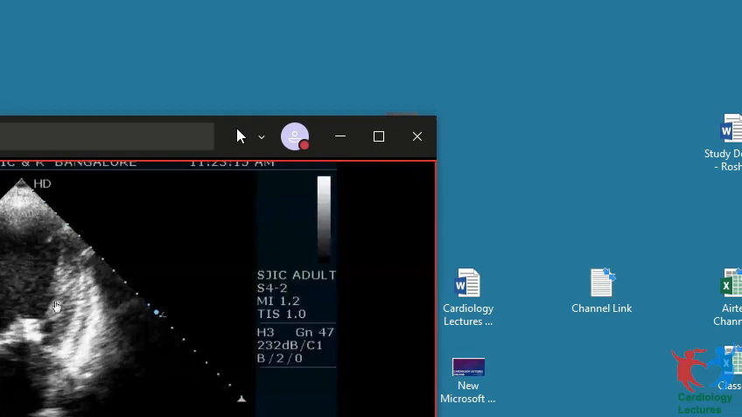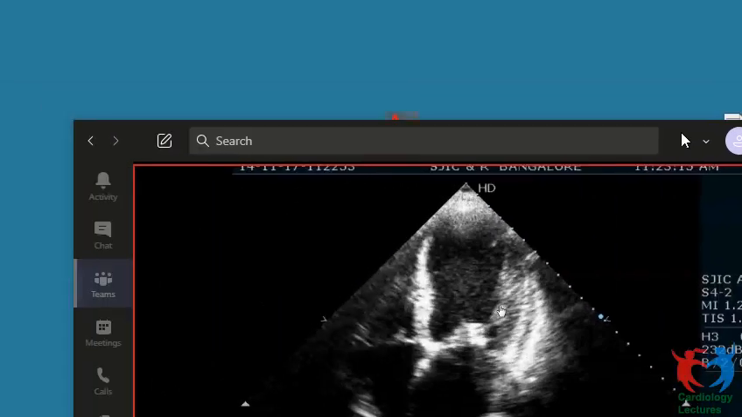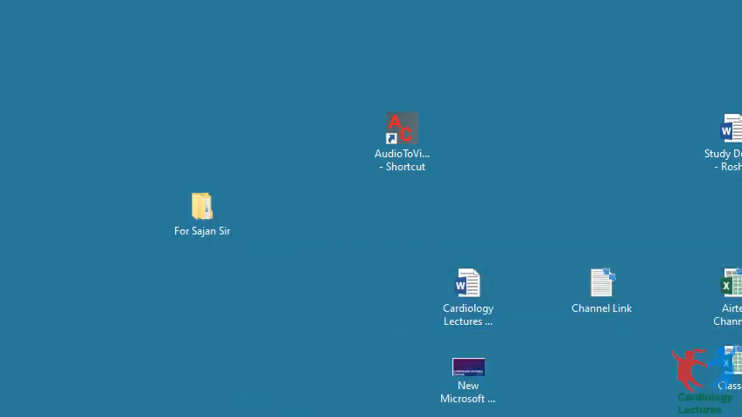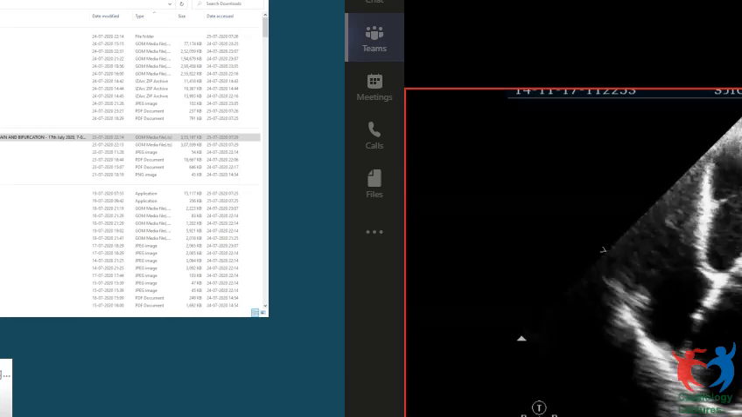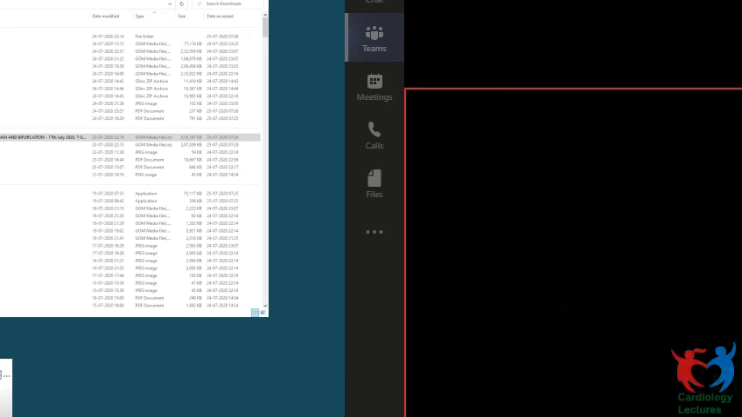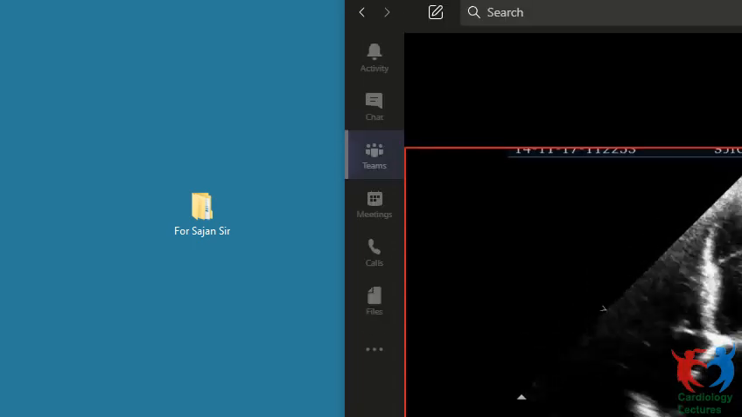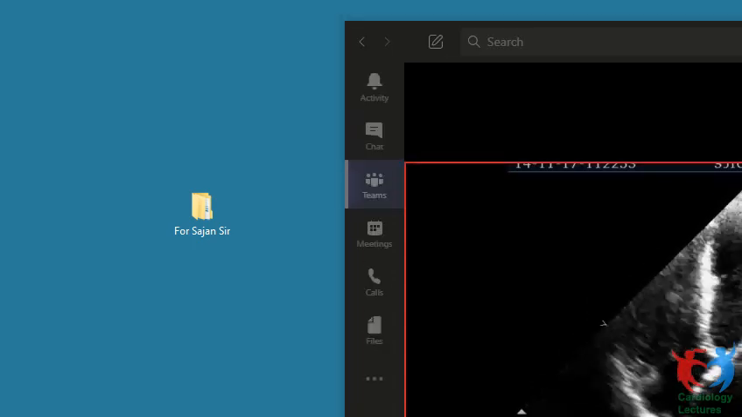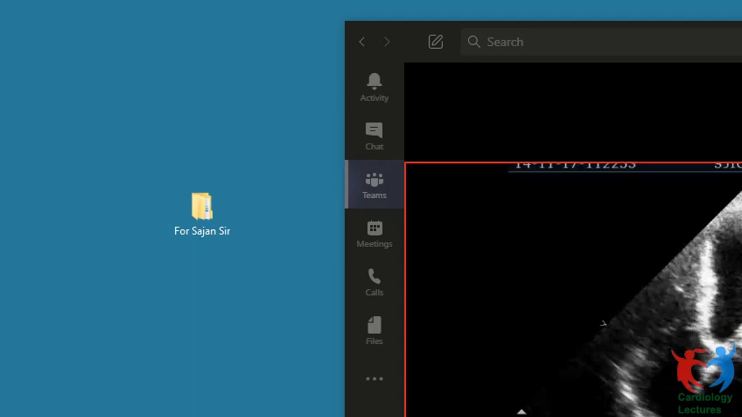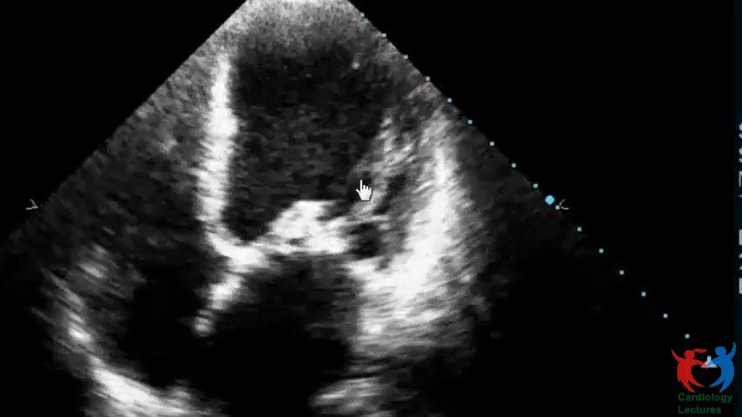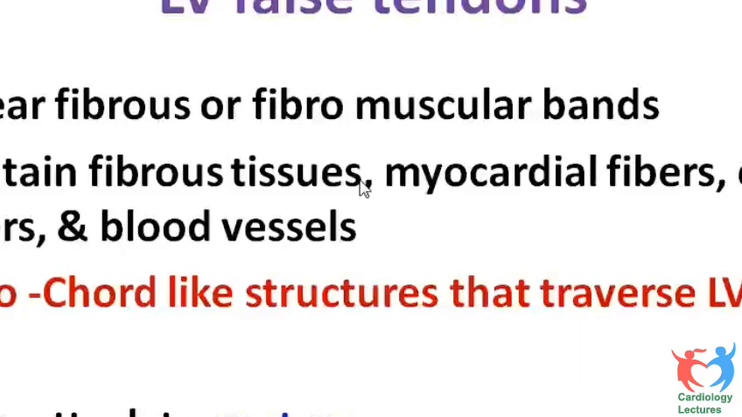Is it an organized thrombus? Is it an organized thrombus, that layer at the apex? Anybody? Is it a false tendon? False tendon. It's a false tendon.